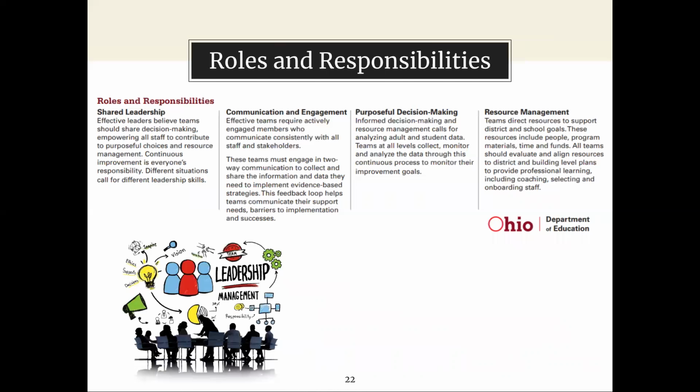As we look at these 4 areas, shared leadership would suggest that continuous improvement is everyone's responsibility. Communication and engagement focuses on two-way communication and feedback loops to all stakeholders. Purposeful decision-making involves analyzing adult and student data. And resource management would center around aligning resources to district and building level plans.